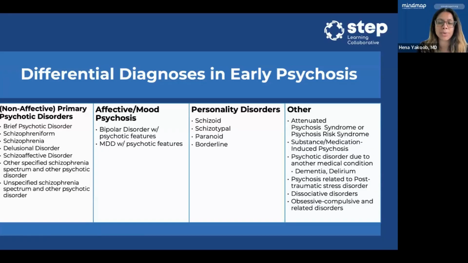So when we're thinking about differentials for early psychosis, of course, we always want to consider what we call primary psychotic disorders, such as schizophrenia or schizoaffective disorder, which are also considered non-affective or non-mood related disorders. The other big category of diagnosis for early psychosis can include primary mood or affective disorders, primarily bipolar disorder with psychotic features or major depressive disorder with psychotic features. And I'll turn it over to Dr. Meidl to discuss some of the other ones listed here.